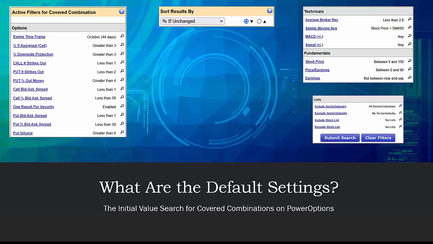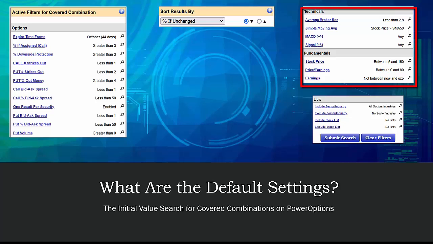Now, you may be asking, what are the default settings that were used for this covered combination? The initial value search for covered combinations and power options is using a combination of stock criteria, of course, and option criteria as well. To look for good neutral to bullish stocks, we're looking for stocks with a good broker recommendation, either a buy or strong buy recommendation, looking for stocks trading above their 50-day moving average.